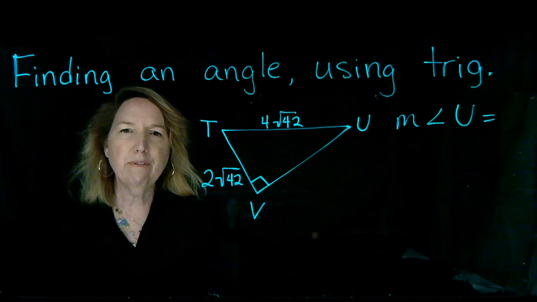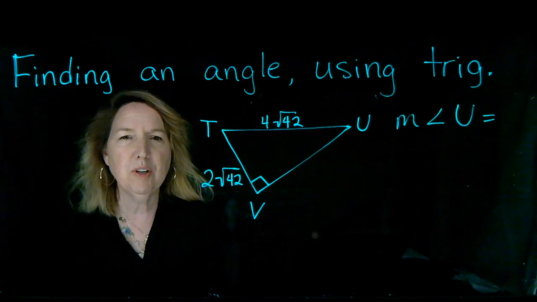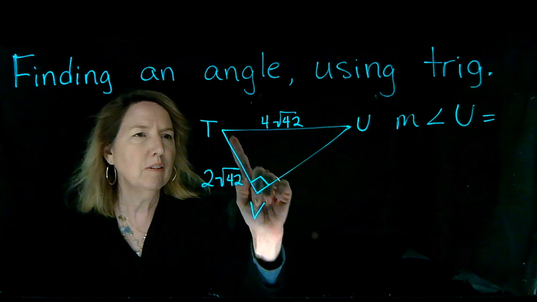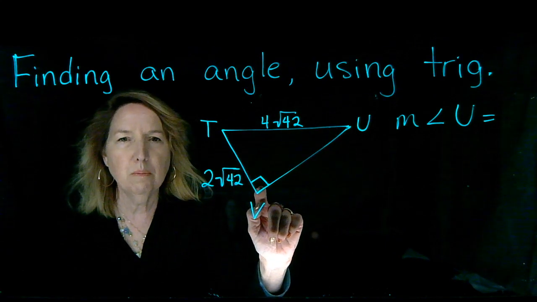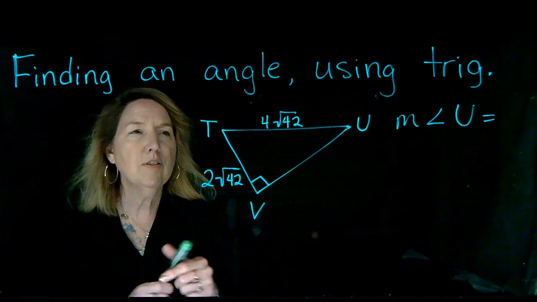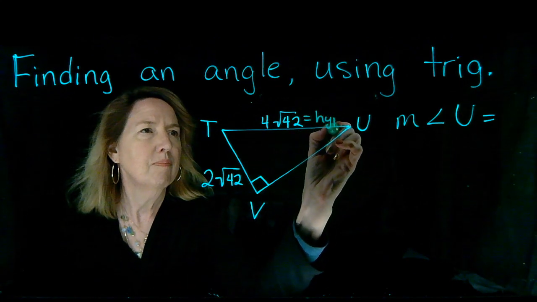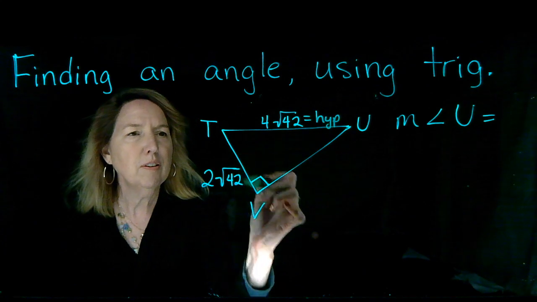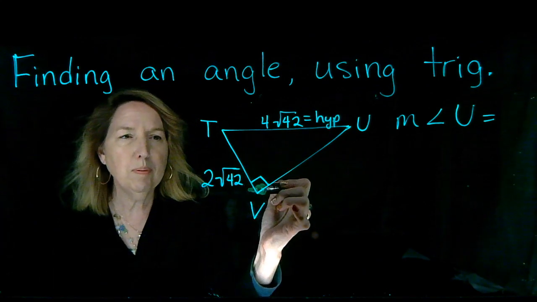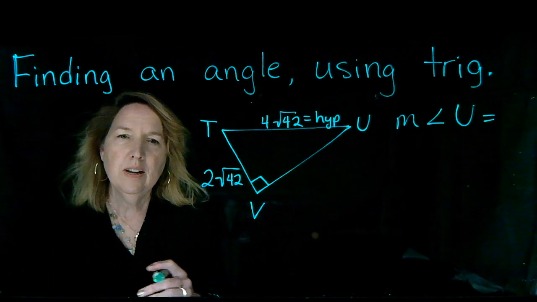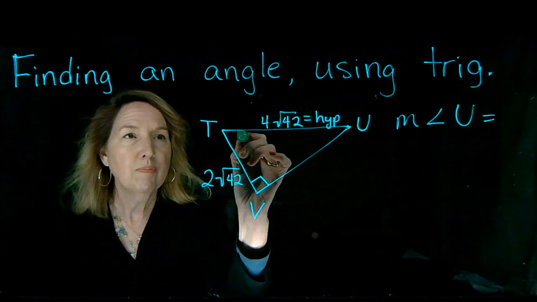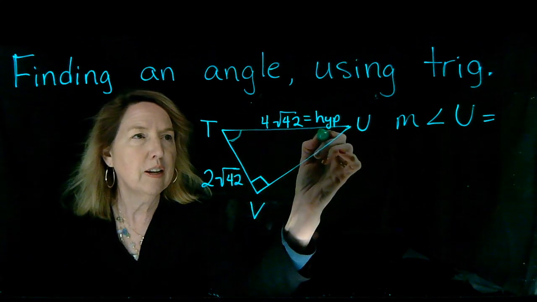All right, let's try to find an angle using trigonometry. We have a right triangle here. We can tell because of this symbol. They gave us the hypotenuse, so I'm going to label that. And they gave us a side here, but I don't know if it's the opposite or the adjacent yet because it all depends on which angle is our reference angle.